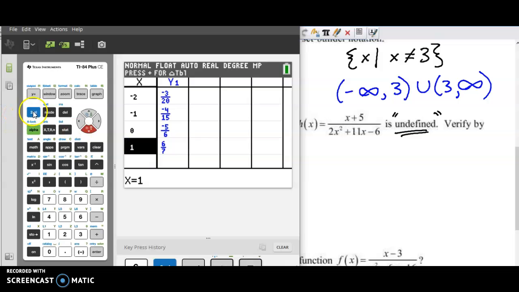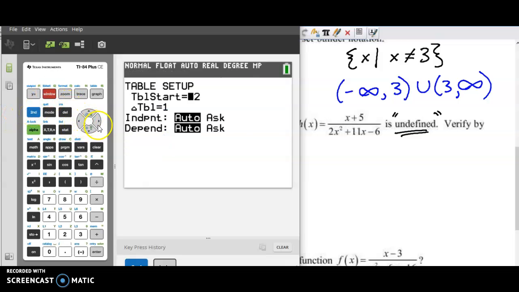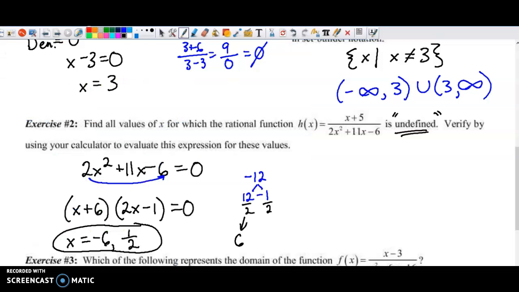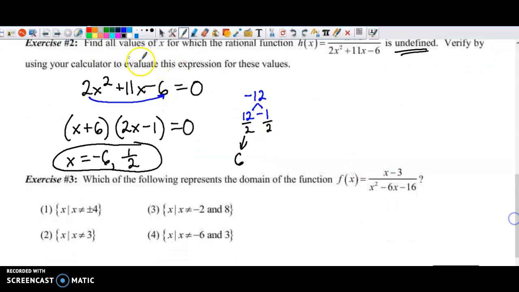The way around that is to change your table setting. If you hit second window, you can make your table count by 0.5s. And now if I go to 1/2, I can see that there's an error there. So there's a way around it if you were interested. So that's what they meant by verify by using your calculator.